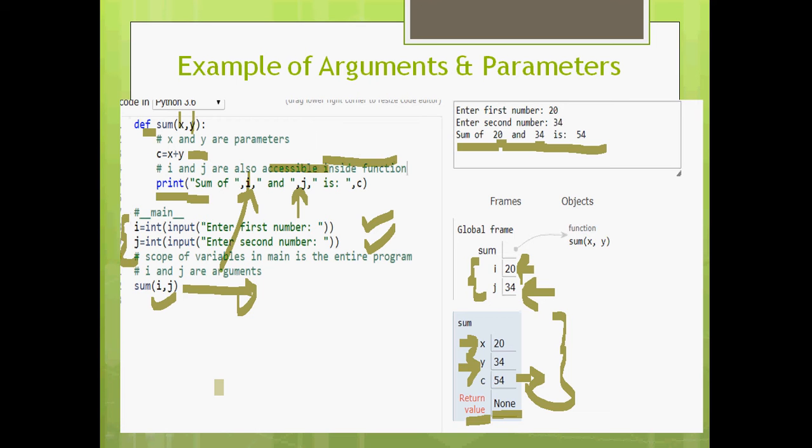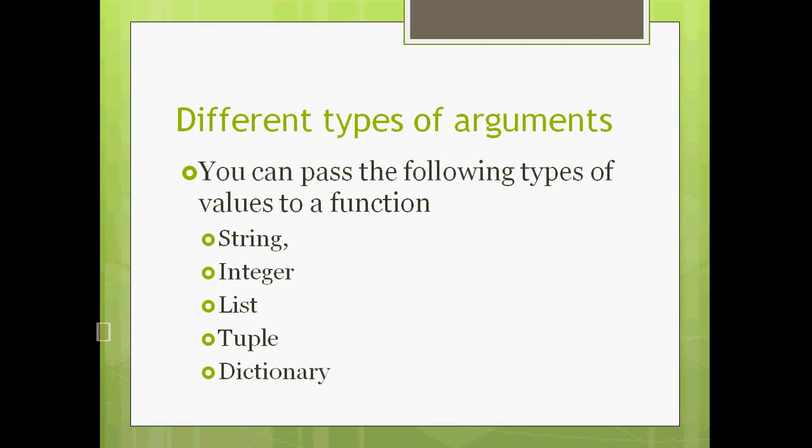This program clearly tells you how global and local variables work. That means the scope of the variable is clear in this, and also what arguments and parameters are. Now, what are the different types of arguments? Arguments are those values that you pass to a function in a function call. So you can pass the following types of values to a function.